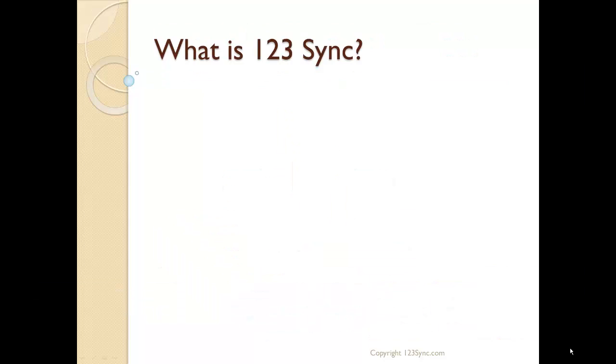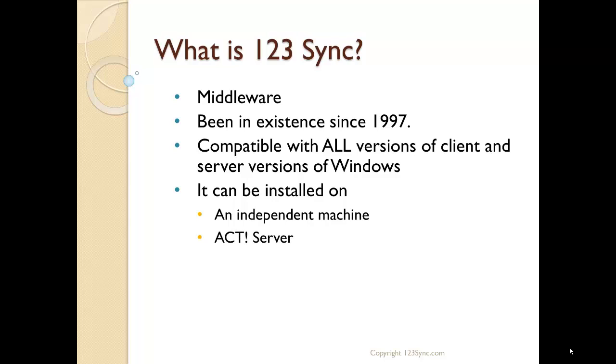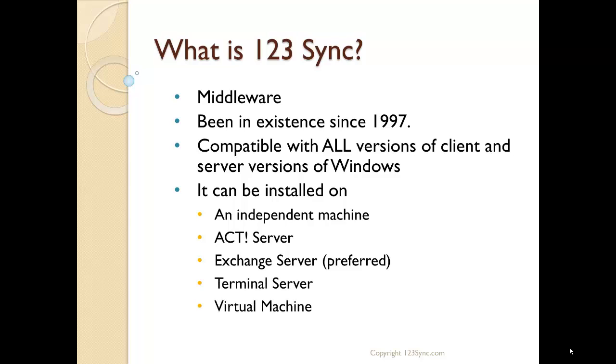So let's just recap. 123 Sync is middleware. It's been in existence since 1997. It is compatible with all versions of client and server versions of Windows. It can be installed on an independent machine, on an ACT server, an Exchange server, which for our case we prefer, a terminal server, or a virtual machine.